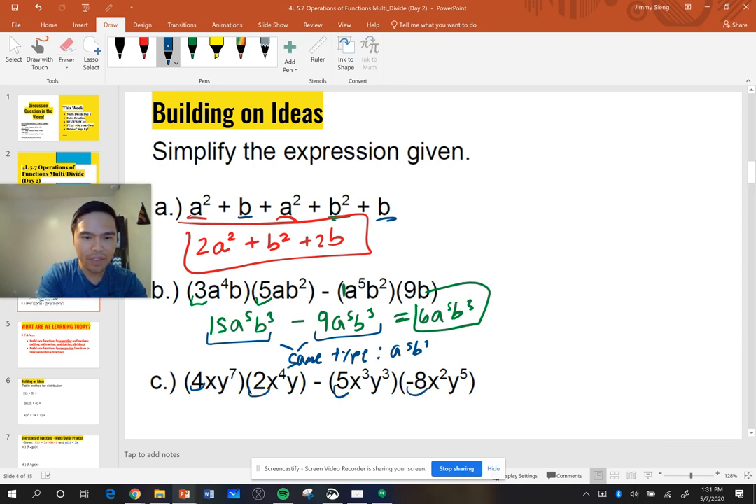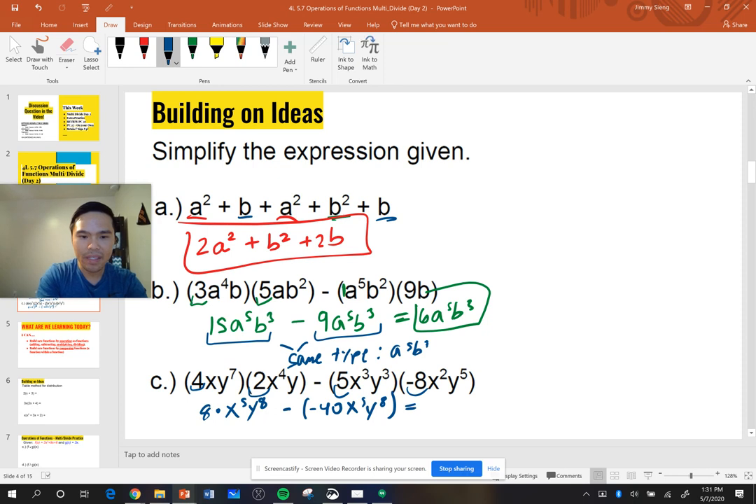But again, you can combine your coefficients. Well, you have 4 times 2 is 8. And then you times your exponents that you can, the same type, right? So x times x to the fourth is x to the fifth. And then y to the 7th times y is y to the 8th. Minus, we got here negative 40 with x to the fifth, y to the 8th.